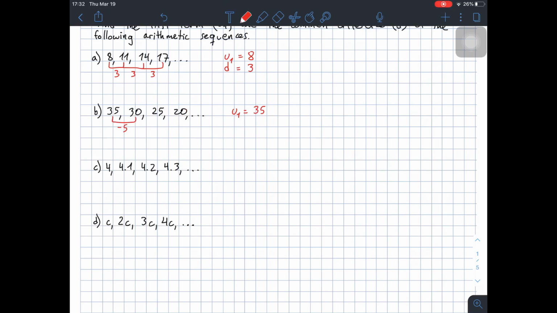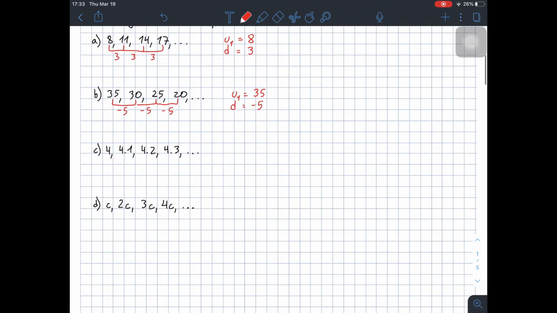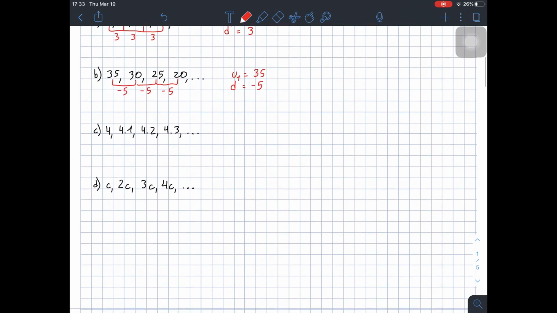Always follow that order. So 25 minus 30 is also negative 5. And then 20 minus 25 is also negative 5. So in this case, the common difference is negative 5. And we see that when we have a negative common difference, the sequence is decreasing, okay? Next case. What will be U1 here? U1 is 4, right? The first term of the sequence.